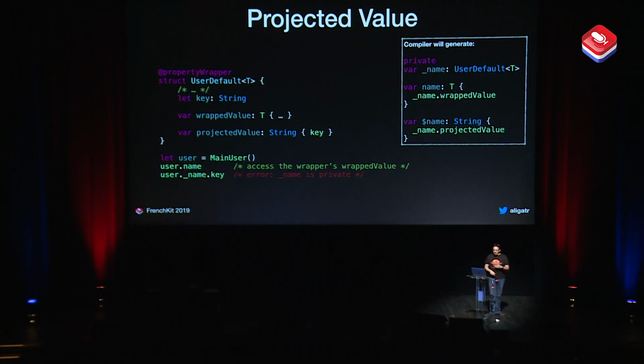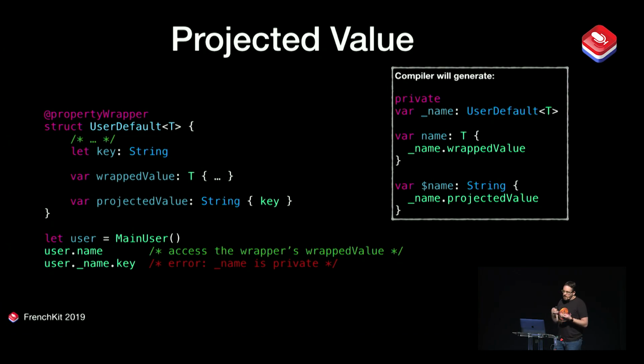And like wrapped value, projected value can be of any kind. So if you want it to be a double or a string or whatever, float, bool, you can do whatever you want as long as it's named projected value, and you can make it return whatever you want. So for UserDefault, if I want to have a projected value, probably the most straightforward property that I want to expose as a projected value would be the key, because that's the main metadata that I might want to access. So that's what I decided to do here.